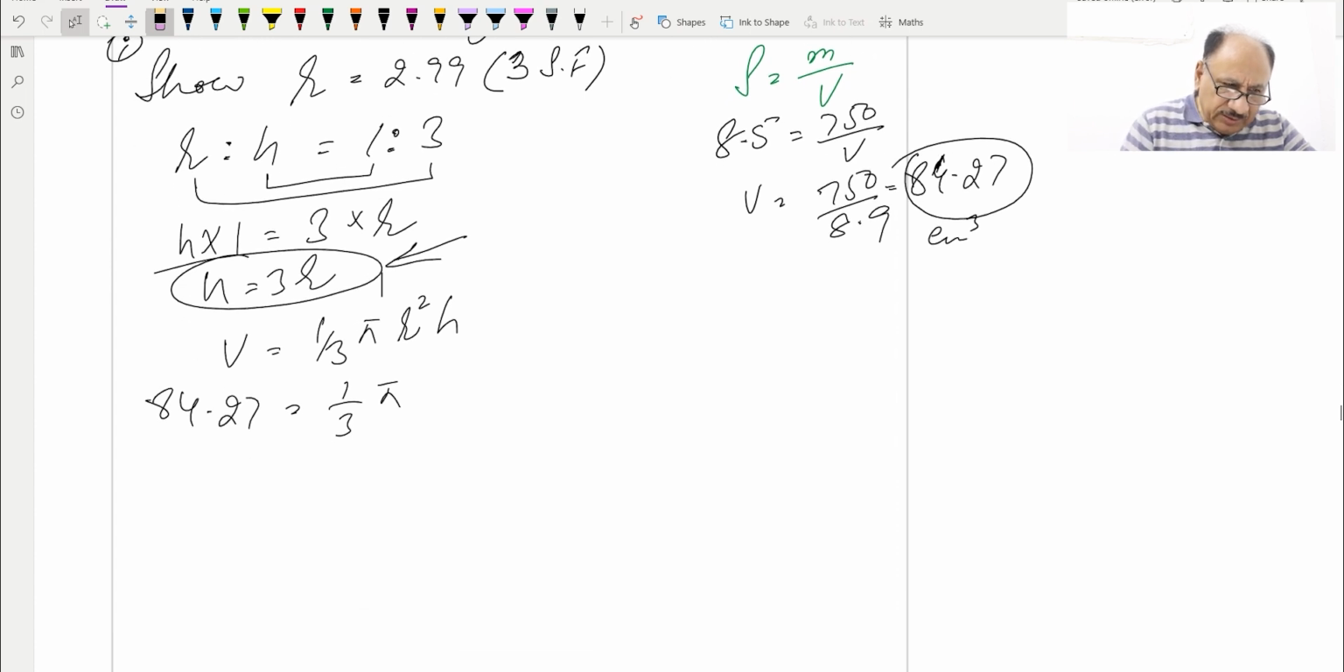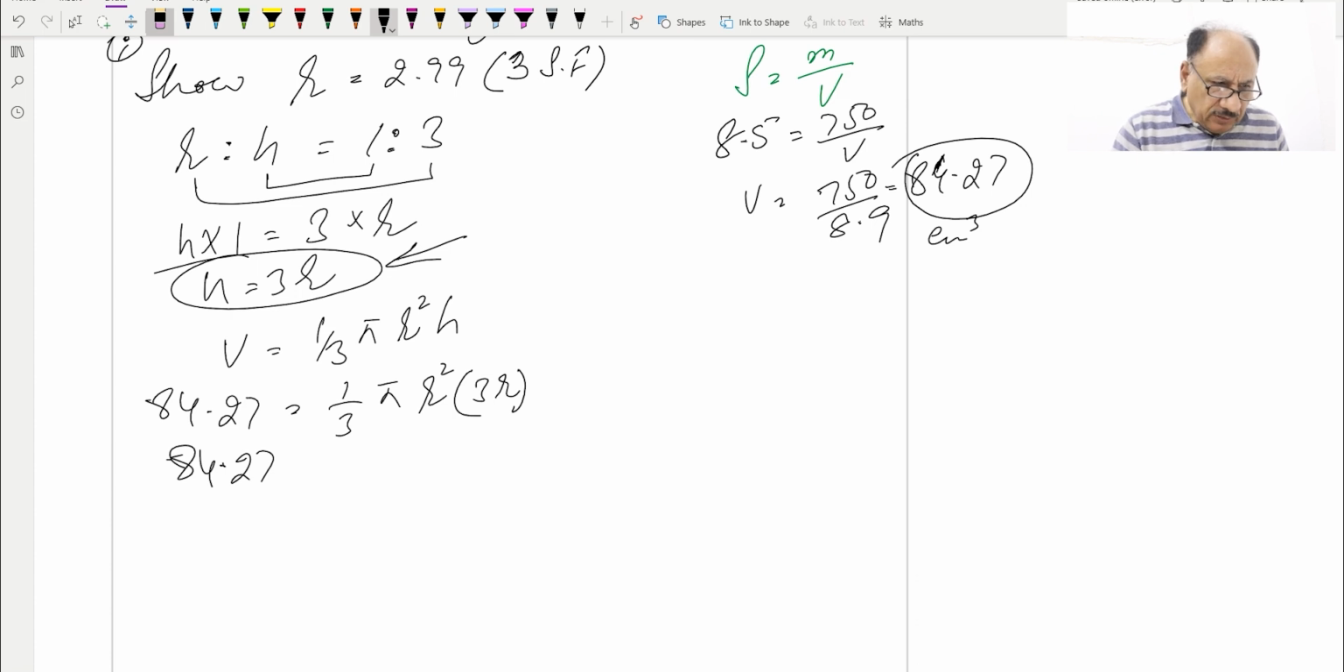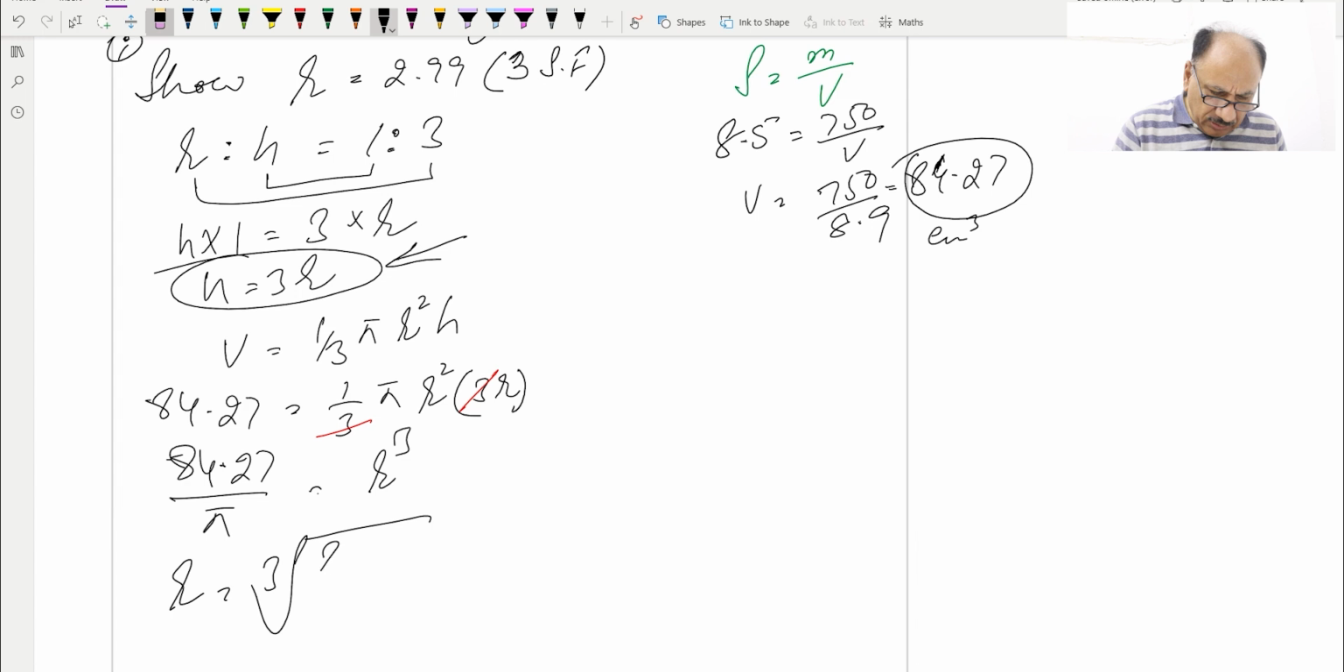So we can write here this r square as it is, and h is equal to 3r. So we replaced h by 3r. Now we can shift this 84.27 as it is, and we can basically cancel this 3 by this 3, and we will shift pi on this side, and this is equal to r cubed. So r will be equal to cube root of 84.27 divided by pi, and we can calculate this.